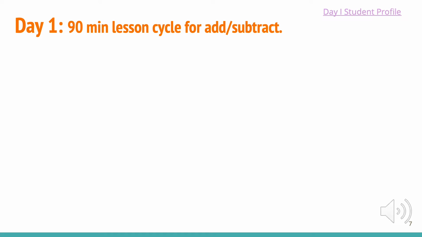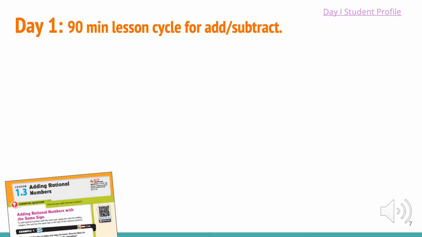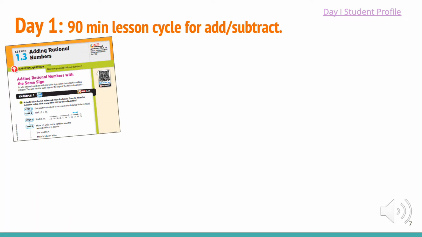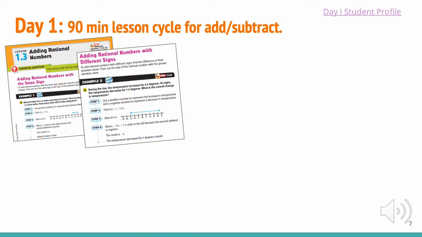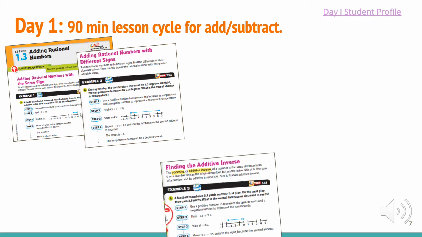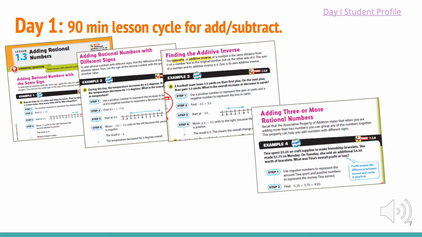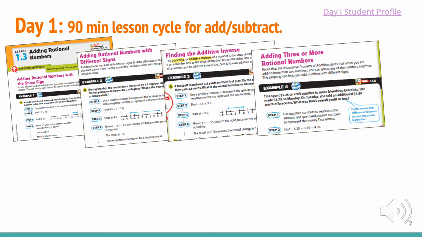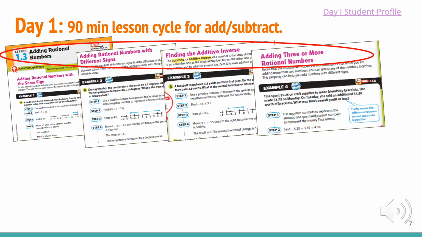Let's take a deeper look at day 1. The Go Math modules start with adding rational numbers with the same sign, then adding rational numbers with different signs, finding the additive inverse, and adding three or more rational numbers. Focusing on the titles, you may bundle these lessons, not that you have to go through them each individually. Those are your teacher decisions.